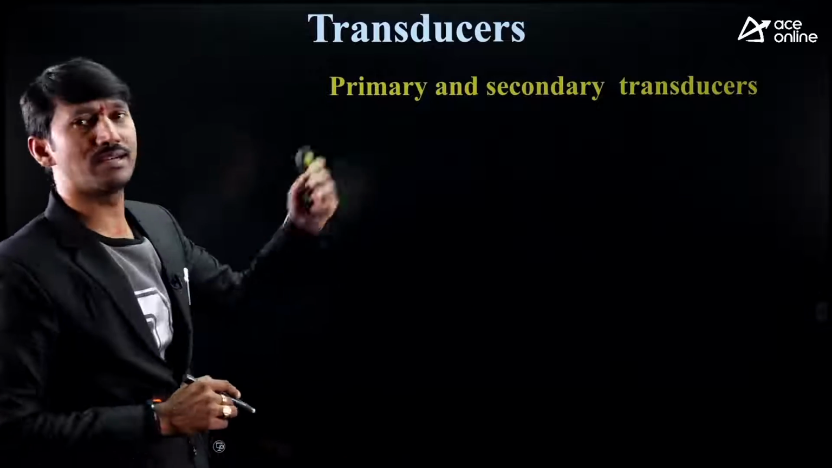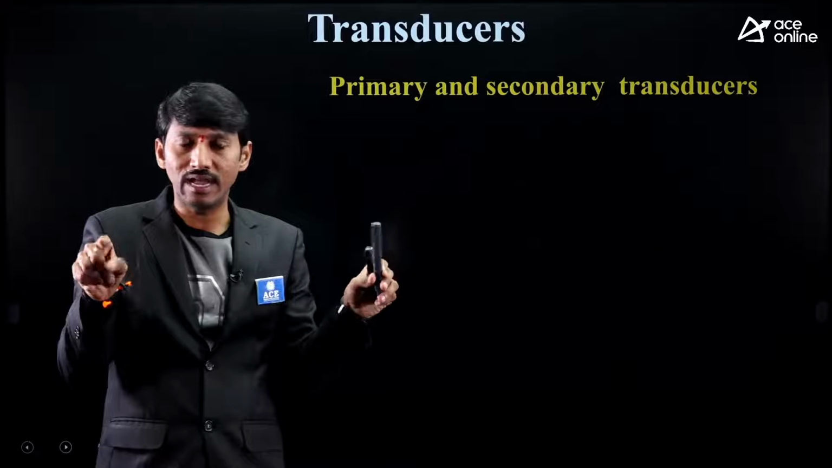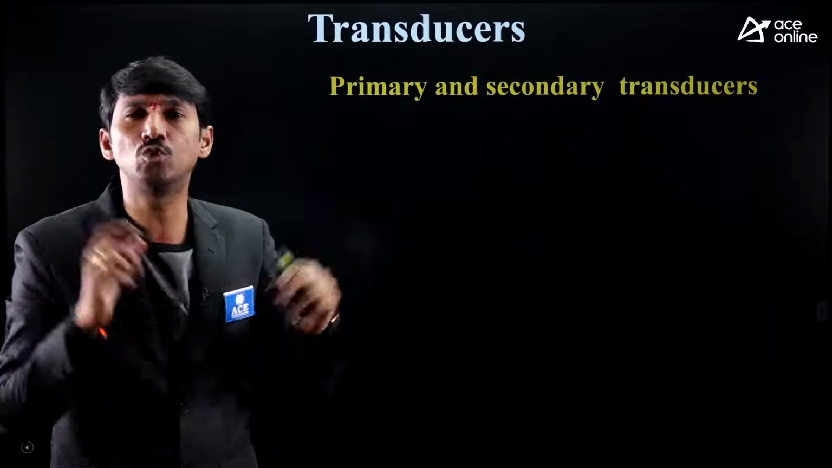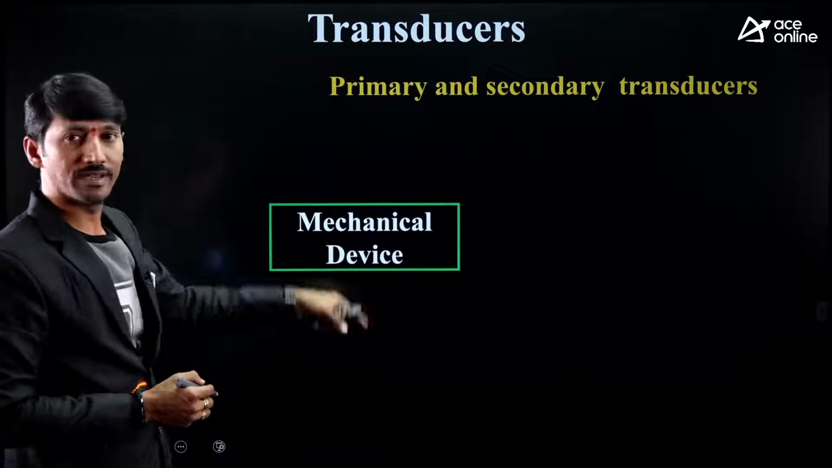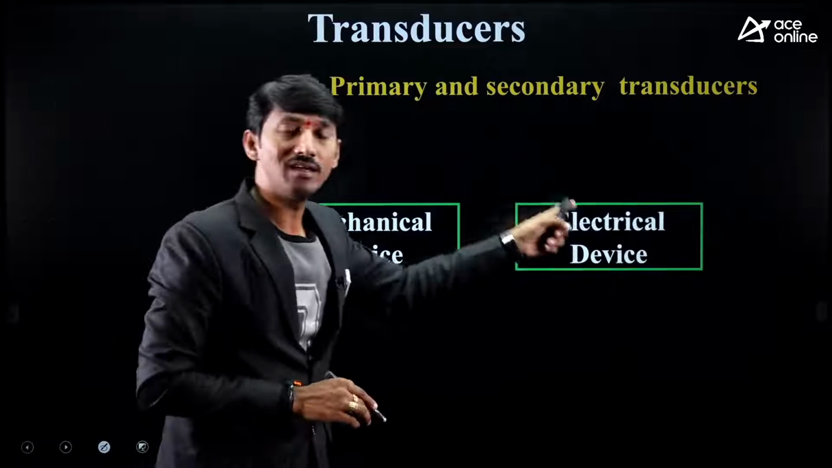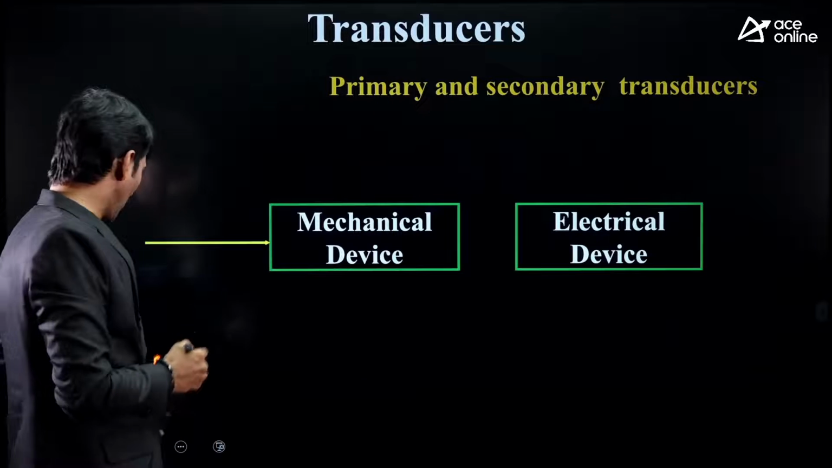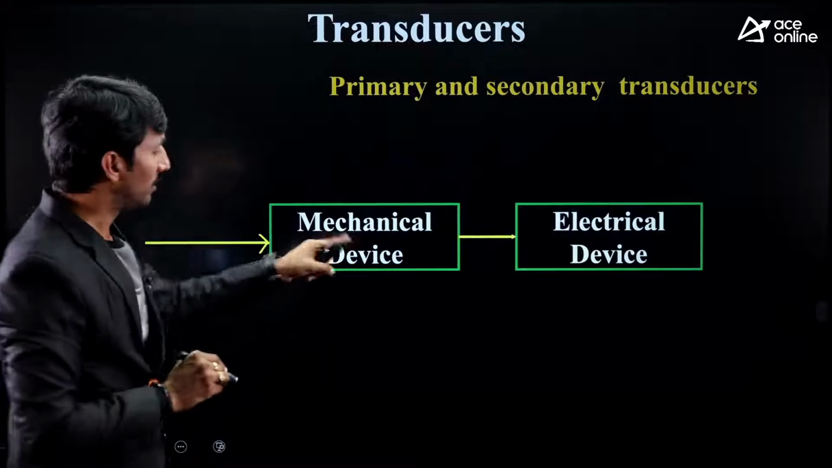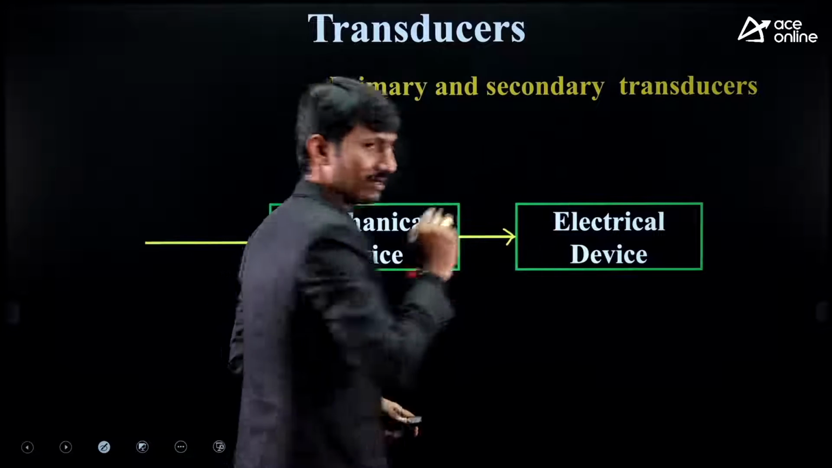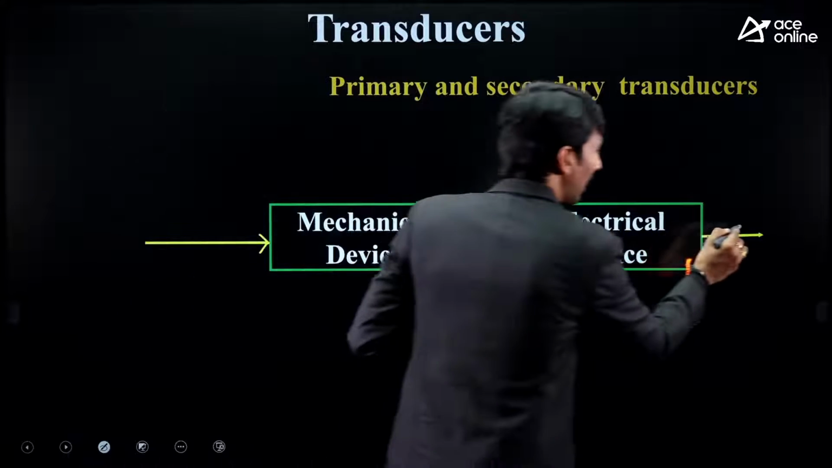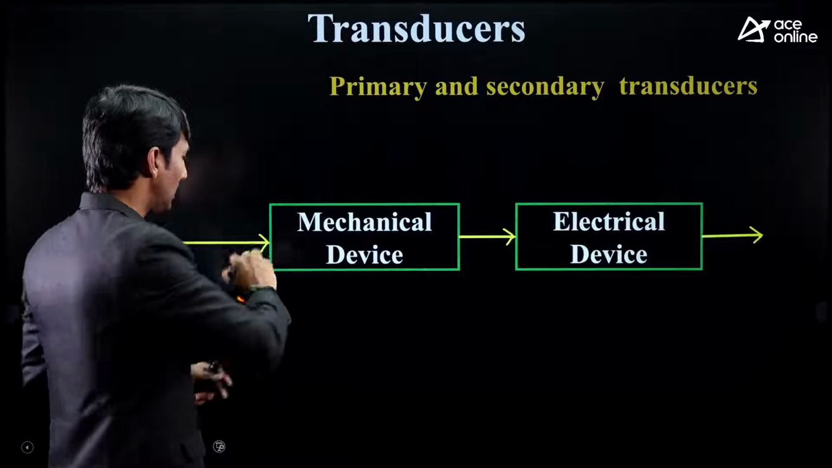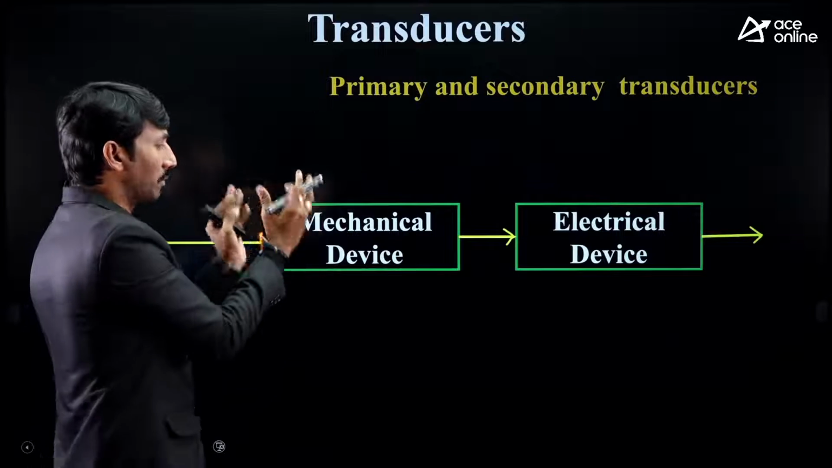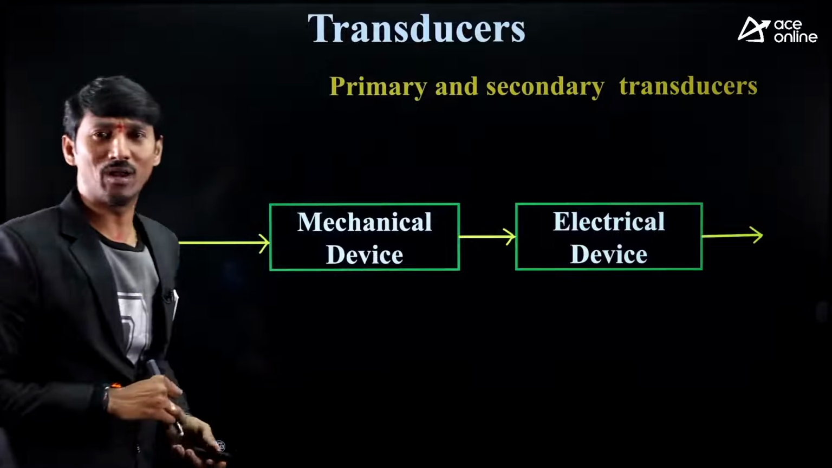Here, sir, primary and secondary. Very simple. I am dividing the transducer into two stages. What is that, sir? One is a mechanical device. Second one is an electrical device. The moment we give the input, that will be connected to the mechanical device. This output will be connected to the electrical device and the corresponding electrical output will be available. This is completely the transducer. But if you make them into two parts, one becomes the mechanical part, one becomes the electrical part.